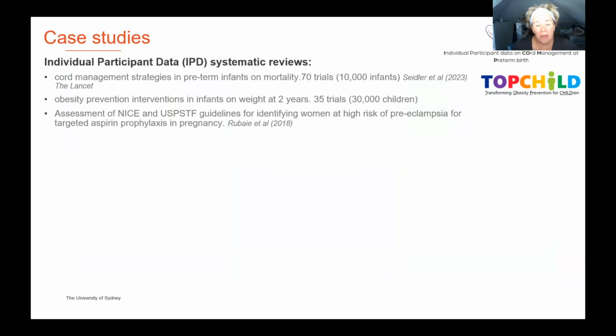These are just some case studies from my team. So, some examples of individual patient data meta-analysis that we've done just recently. The first one, ICOMP, was published last week in The Lancet with 2 papers there, and that was about umbilical cord management strategies for preterm infants.